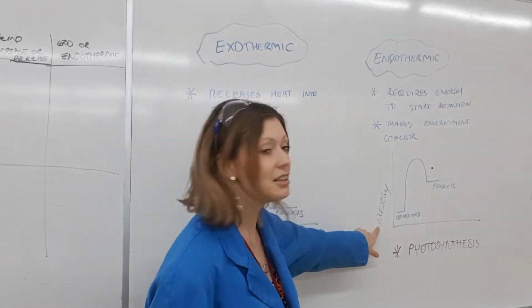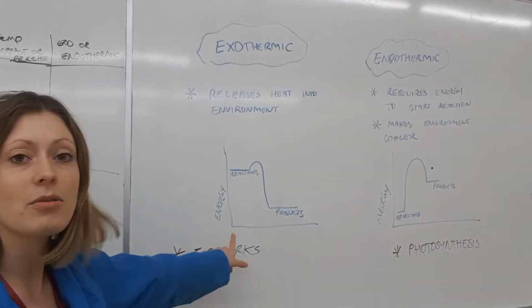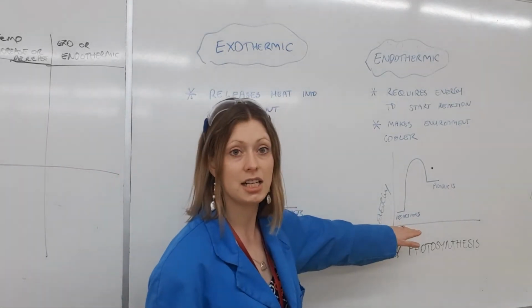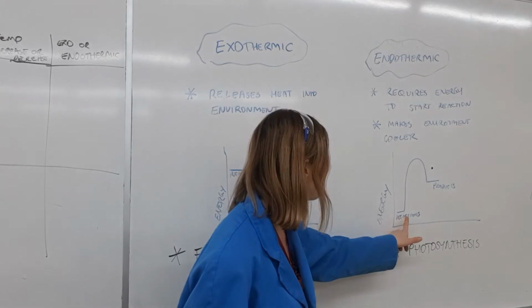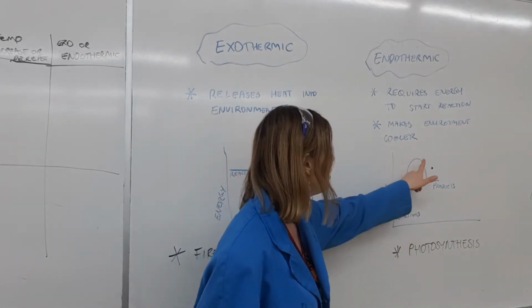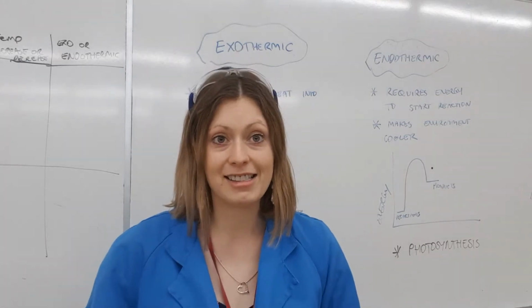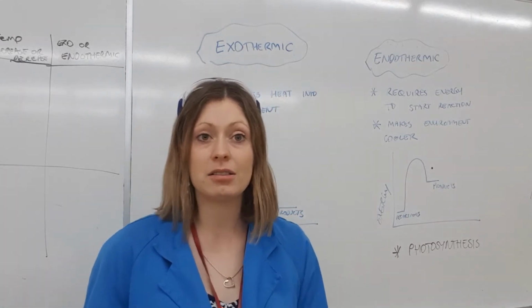So as you start, you can see the graph, it's opposite to our exothermic. So we start off with a really low amount of energy in the reactants, and then we require all of this energy, and we end up with the products having way more energy than the reactants did. Okay, so that's a little bit of an introduction.